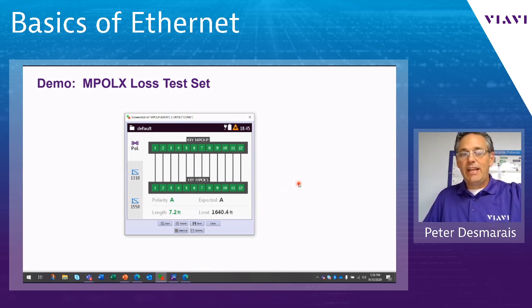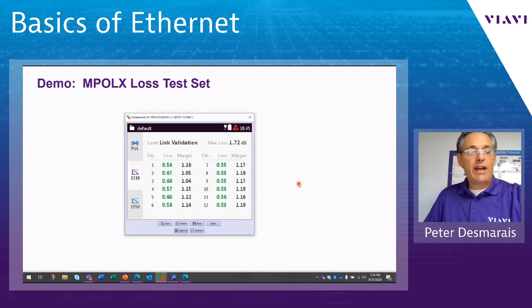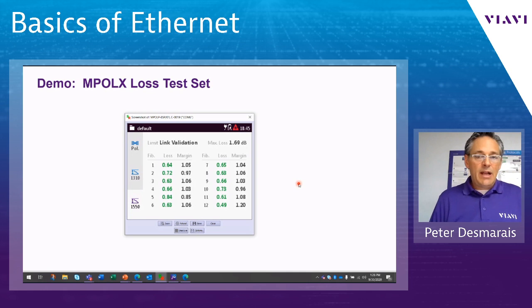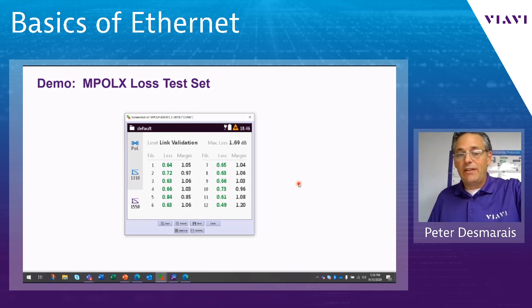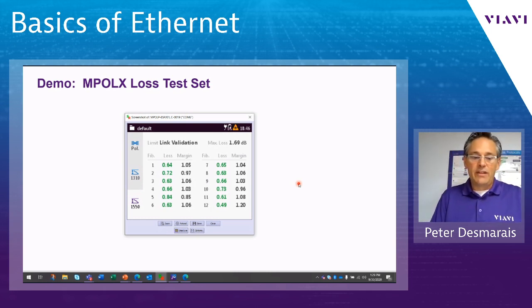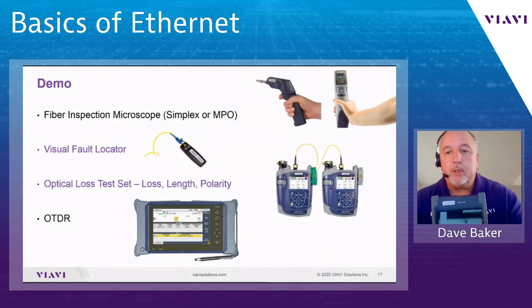If I click on 1310, it's going to give me all my loss values on that fiber, and the same for 1550. What the optical loss test set doesn't do is give you the distance to fault on any of the events. It's giving you an overall loss from point A, the local device, to the remote device of that fiber. If this test had failed, then we would take out an OTDR and run an OTDR trace to find the events and where the distance to that fault is. So with that, I'm going to switch it back over to Dave, and he's going to show you an OTDR demonstration.